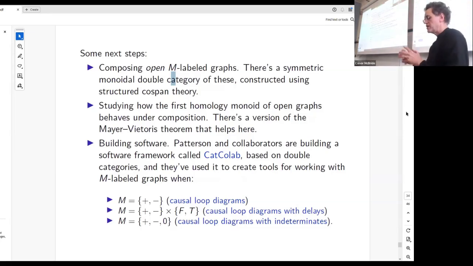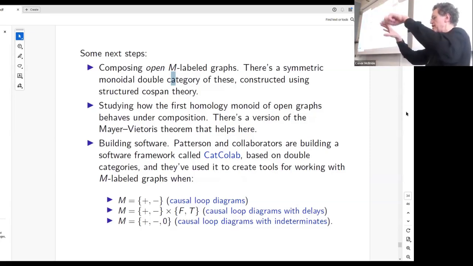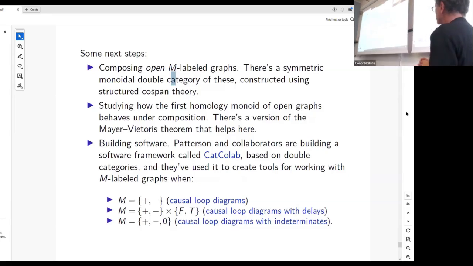So there we are studying what you might call the emergence of feedback loops. If you take two systems that don't have feedback loops and you stick them together, you can get feedback loops. And there's some math that helps there. There's a thing about that called the Mayer-Vietoris theorem, but we have to adapt it to this new context.